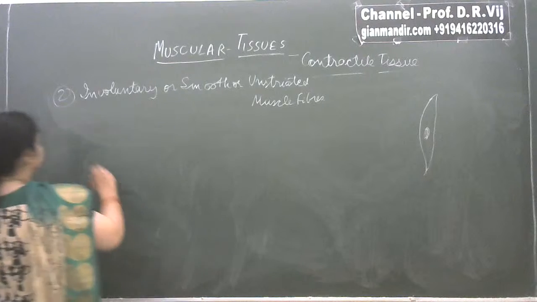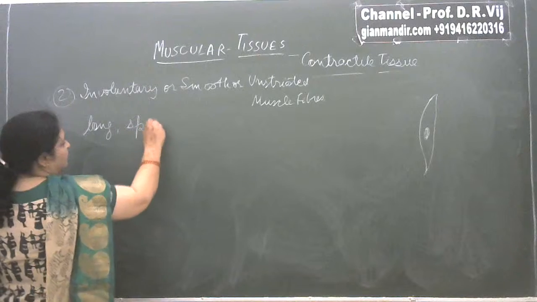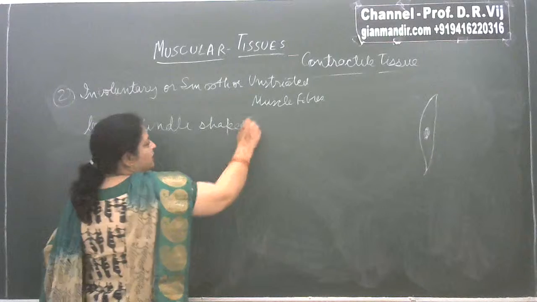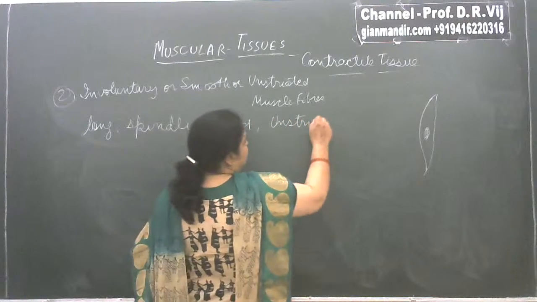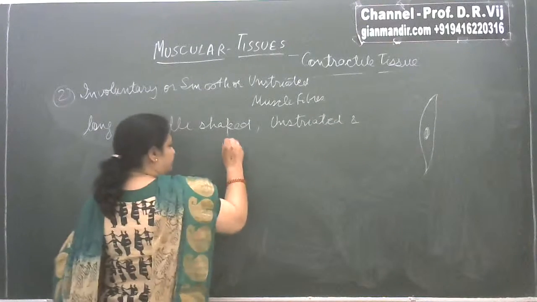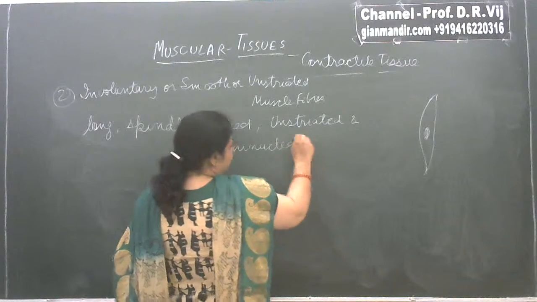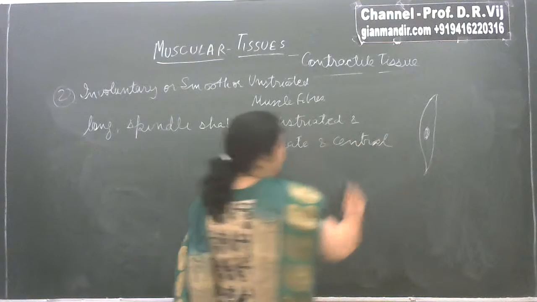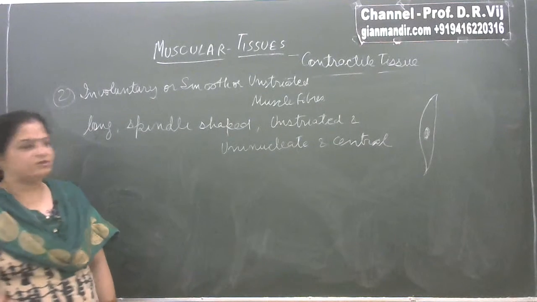So if you look at the structure, these cells are long, spindle shaped, unstriated and uninucleate, and of course the nucleus is present at the center of the cell. So that is how the involuntary muscles look like.